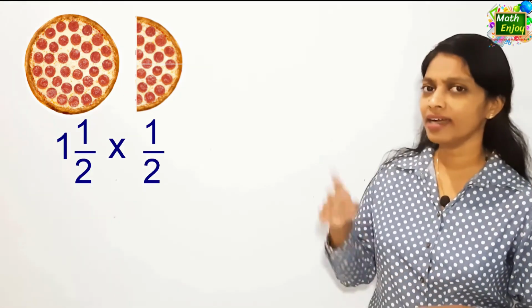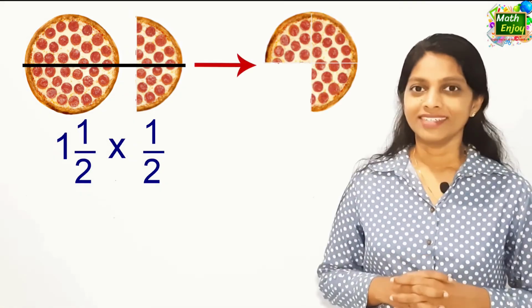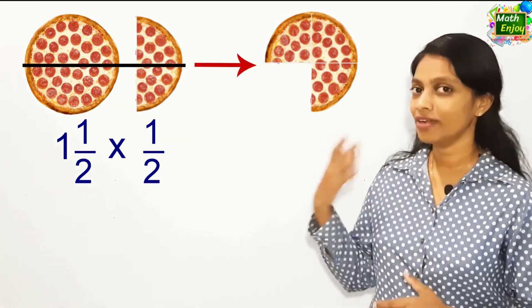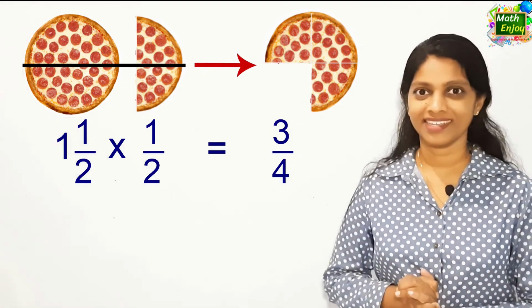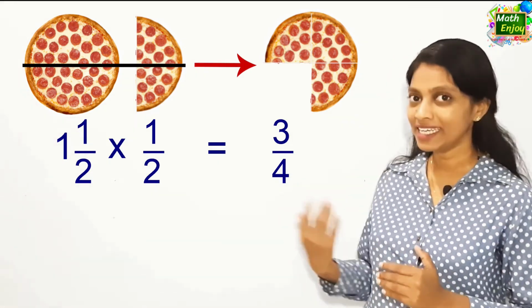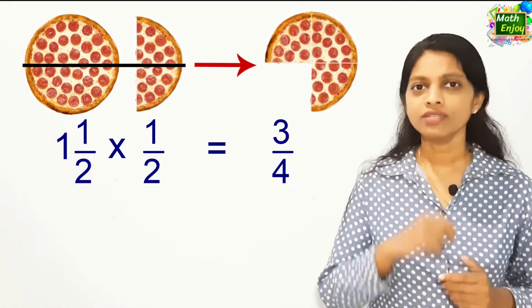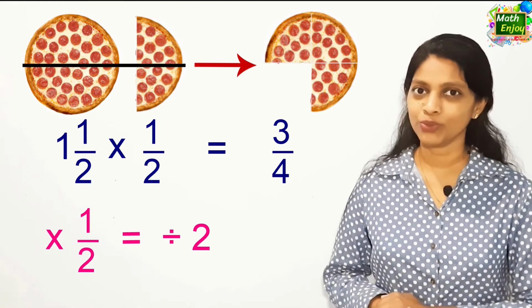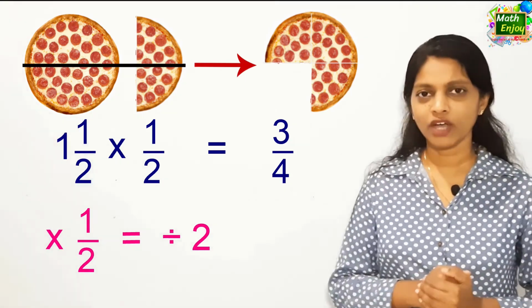For that I will cut the pizza in this way. Now I have 1 half and 1 quarter. Then altogether I have 3 quarters. So if I multiply 1 and a half by half, it is 3 quarters. Did you see, multiplying by half is equal to dividing by 2? Can't we do this one without diagrams?